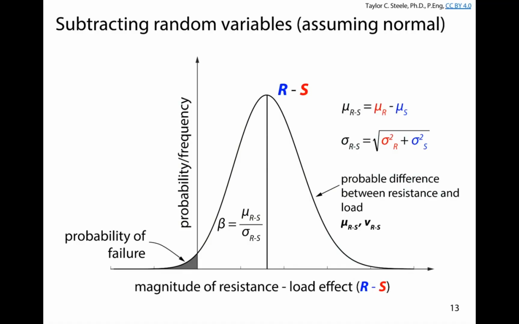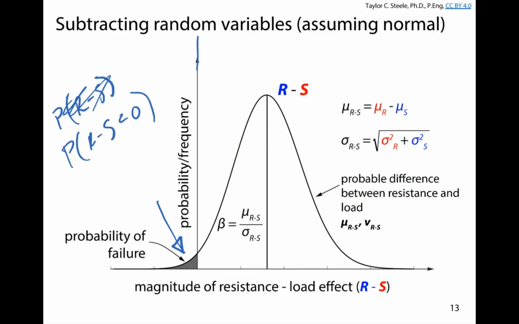And now what we have is a situation where the left-hand side of this axis represents the probability that R minus S is less than 0. If R minus S is less than 0, what does that mean about the strength versus the load?